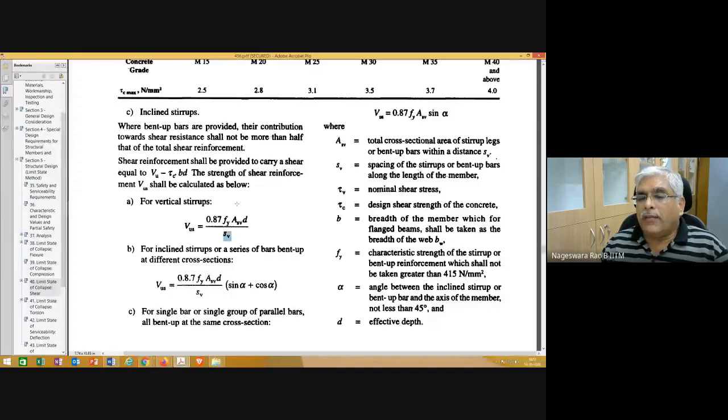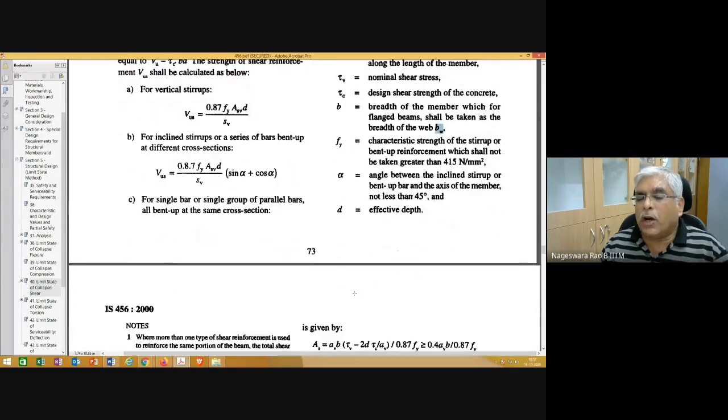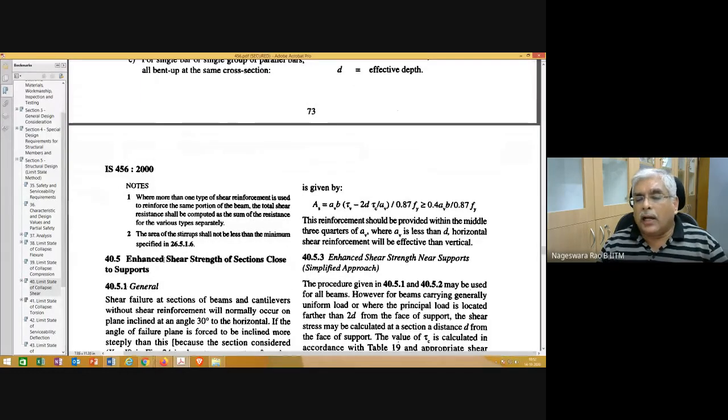Okay, in all the equations we have seen, b is there. If it is a flanged section, replace it with bw. And the rest of the quantities are all self-explanatory. With this, in tomorrow's class, we'll proceed further, and this is not the end. Near the supports, you can enhance; the code allows you to take advantage of that. Enhanced shear strength of sections close to the support, that we'll see if it is possible. Otherwise, it will be covered in advanced courses.